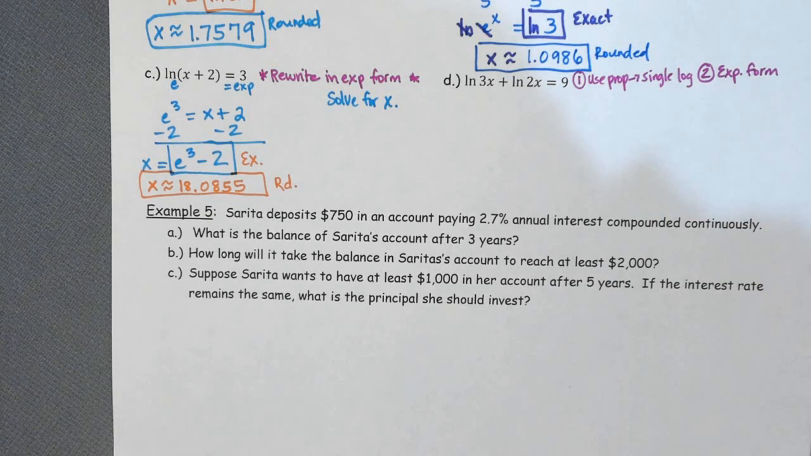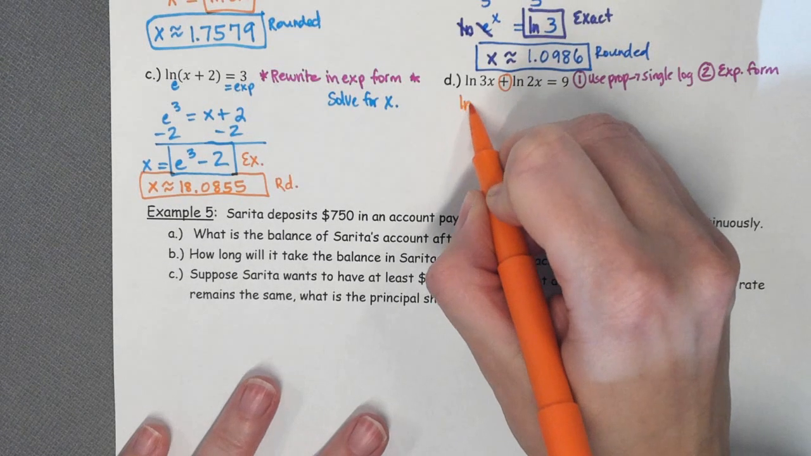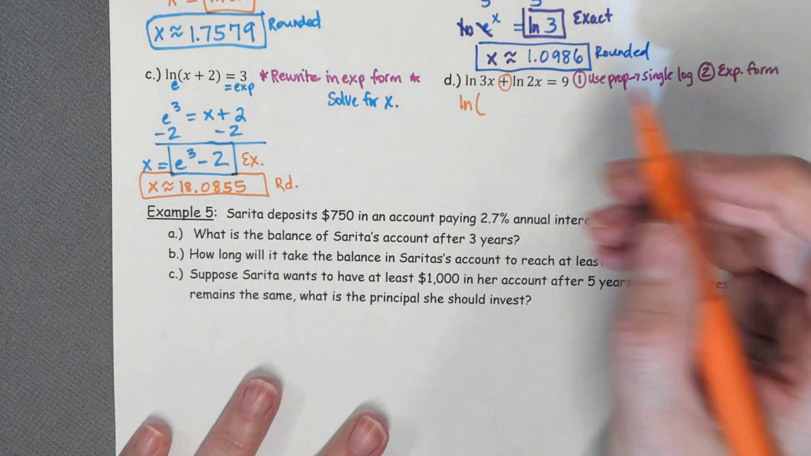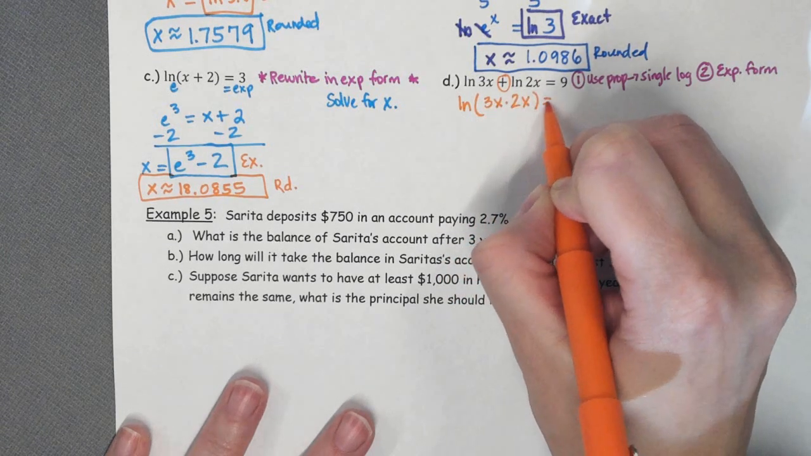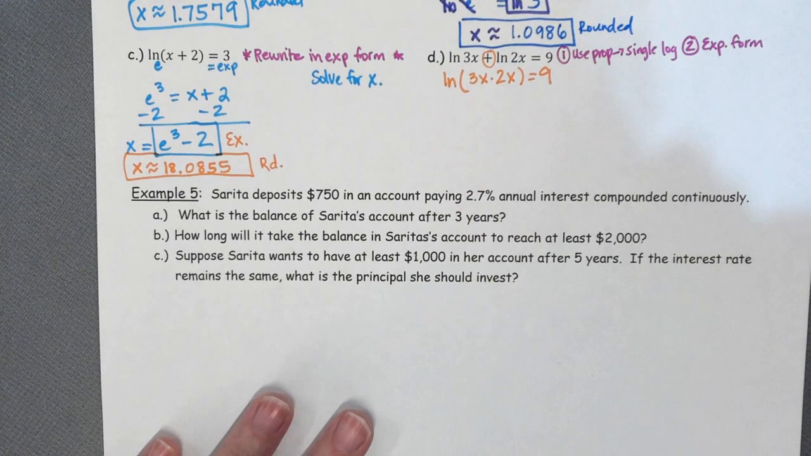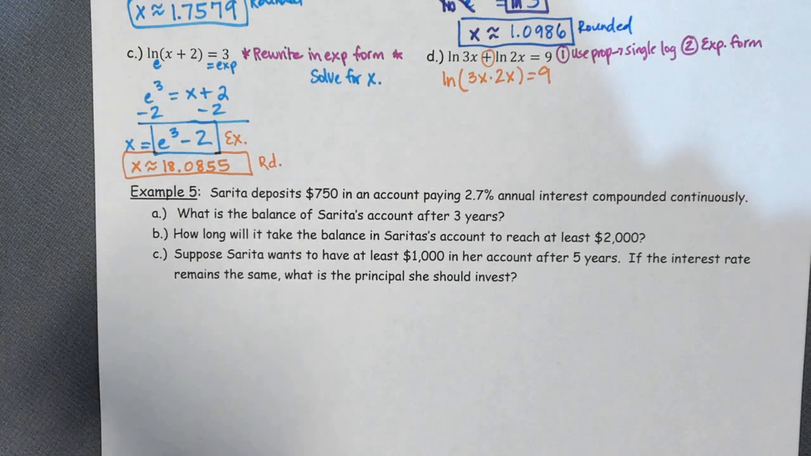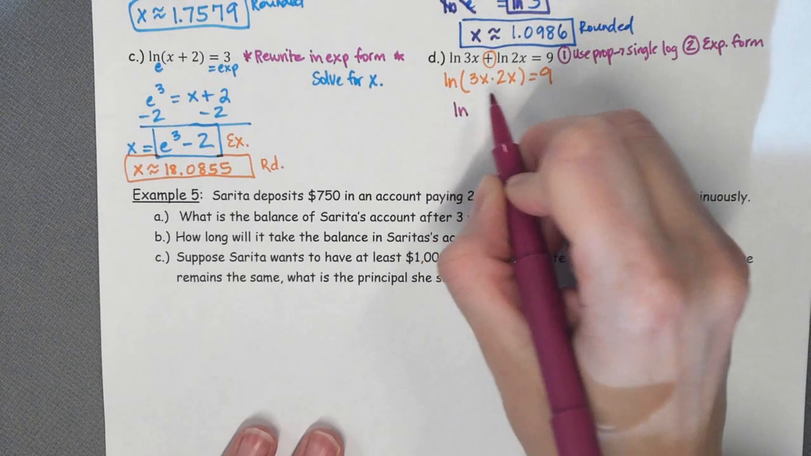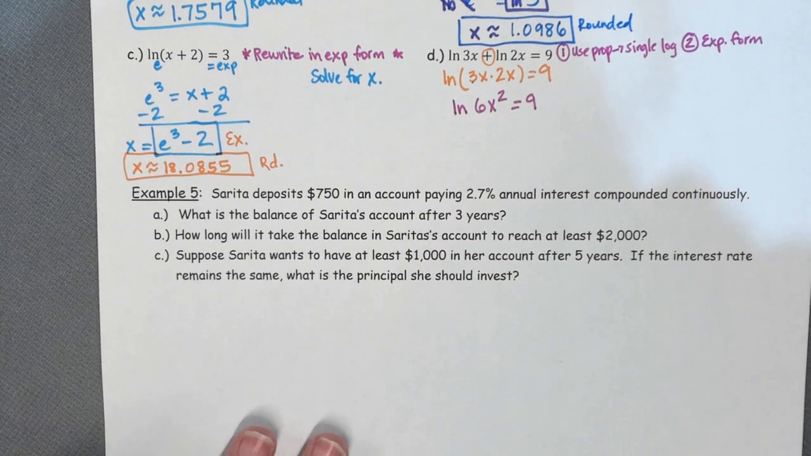Yep, you need to use your product rule. If you are using your product rule, what two things are you going to multiply together? Yep, 3x times 2x. Now you have one log and you can simplify that and then rewrite it in exponential form. So 3 times 2 is 6, x times x is x squared, it equals 9.